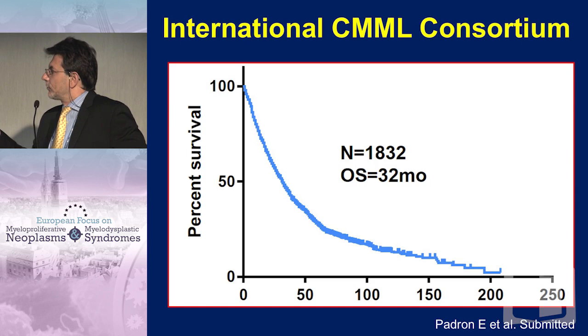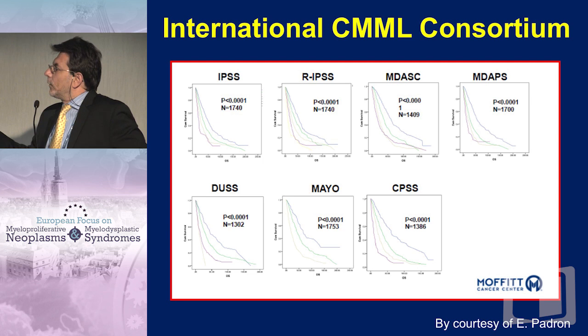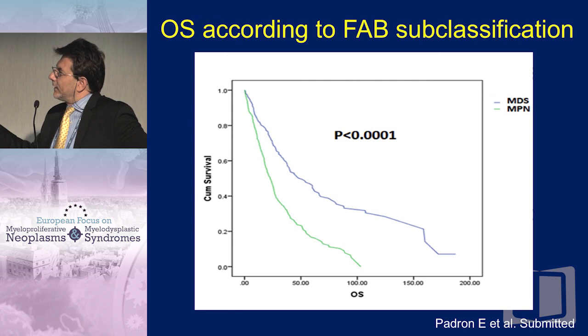What is being shown by this ongoing study is that all the scoring systems that I referred to are able to stratify the patients according to their risk of death, and they are very similar. So there's no clear winner here. Every one of these scoring systems works fine within this huge population of patients. Still, I want to show you that the dysplastic patients have a better survival in comparison to the proliferative patients, and this is also important.